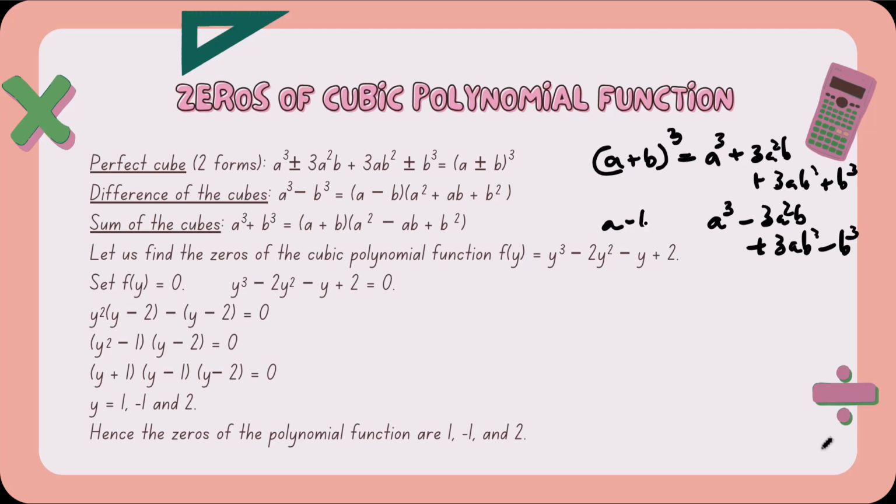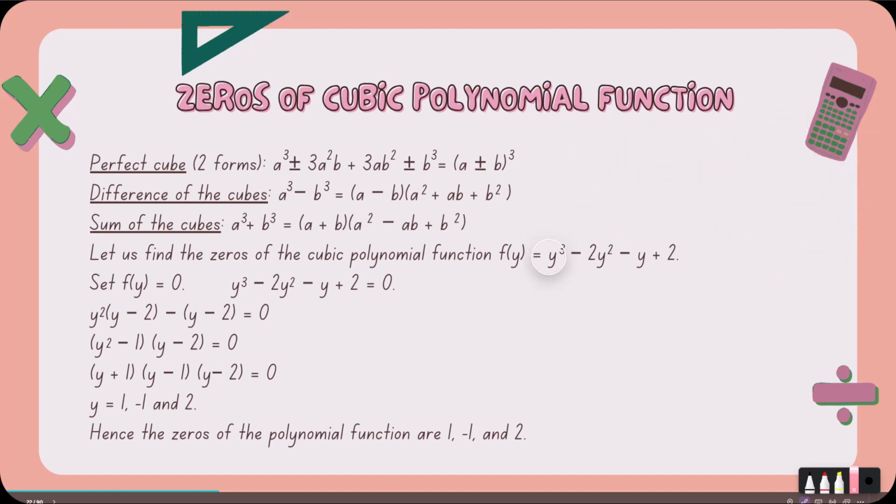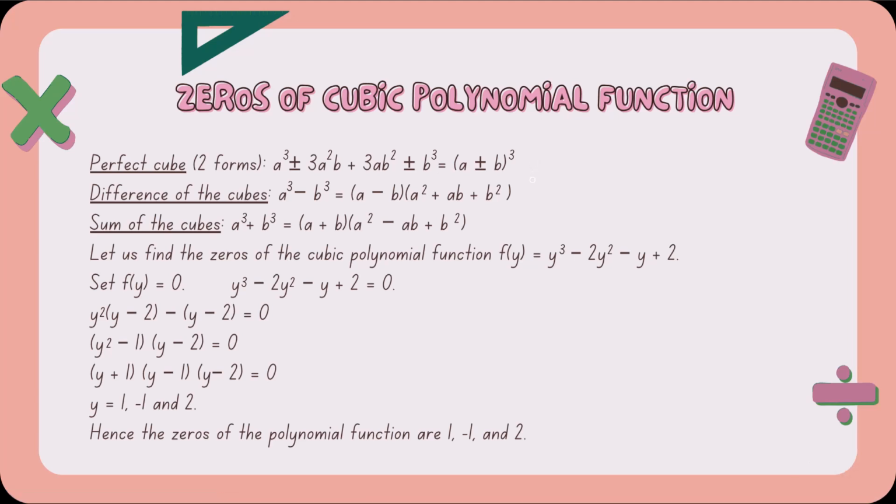Once you find out the perfect cube, it'll be easy for you to find the factors, then find the zeros. I'll explain this further. You need to be aware of all these identities, the two forms, a plus b the whole cube and a minus b the whole cube. Then the difference of the cubes, what is that? a cube minus b cube is a minus b the whole into a square plus ab plus b square.